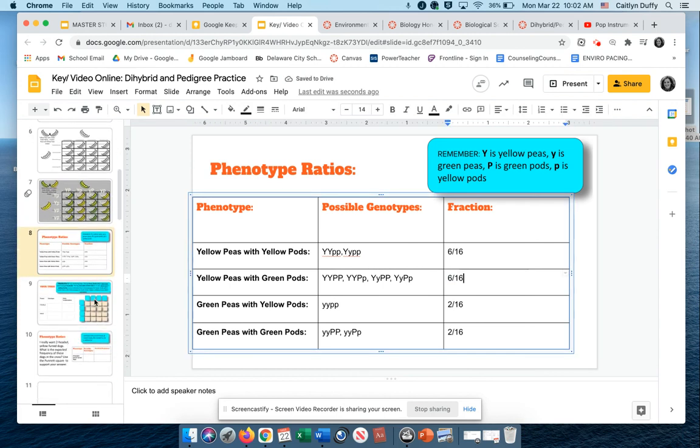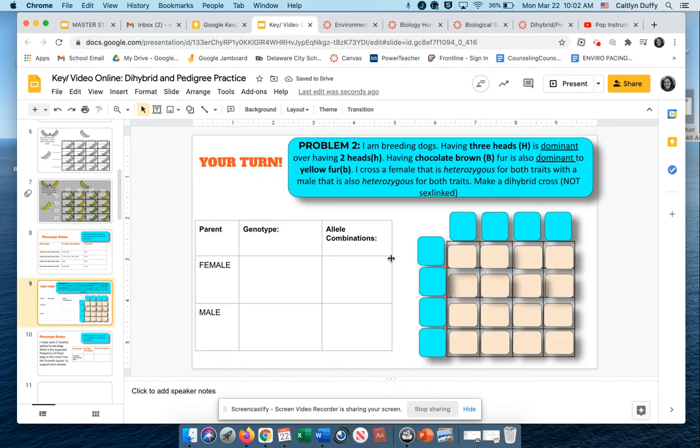Okay, now, yours is going to be a little bit easier, but let's talk through this. I'll do the genotypes with you. This is what you are going to do on your own. And if you would like to go over it, just reach out to me, okay? I am breeding dogs. Having 3 heads, big H, is dominant to having 2 heads, little h. Having chocolate brown fur, big B, is also dominant to having yellow fur. Cross a female that is heterozygous for both traits with a male that is also heterozygous for both traits.